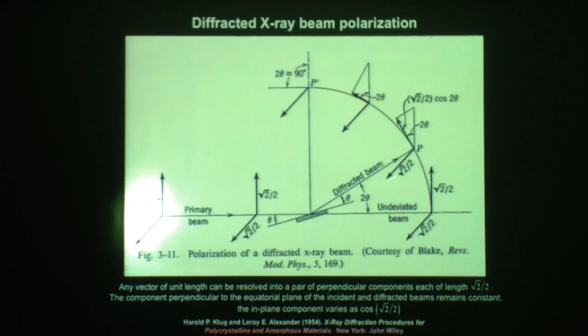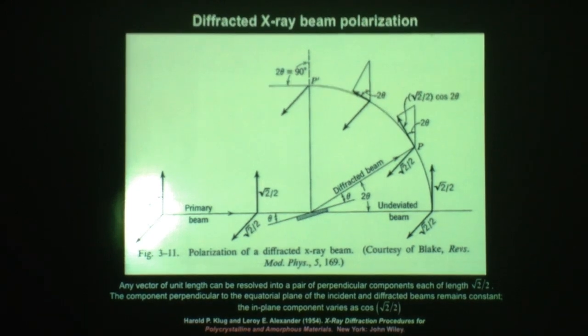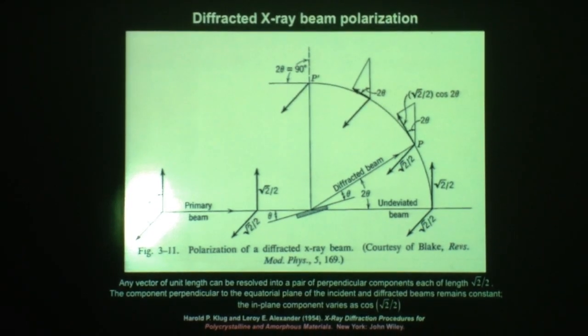So what is happening then to this more or less horizontal component of the polarization, depending on 2 theta? So if we get to 2 theta of 90 degrees, then we're back to here, square root of 2 over 2. That's the strongest beam, depending on the polarization direction.